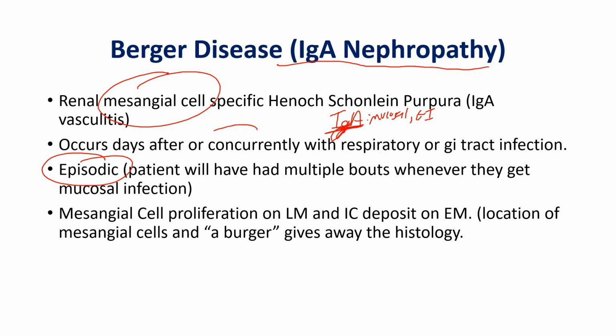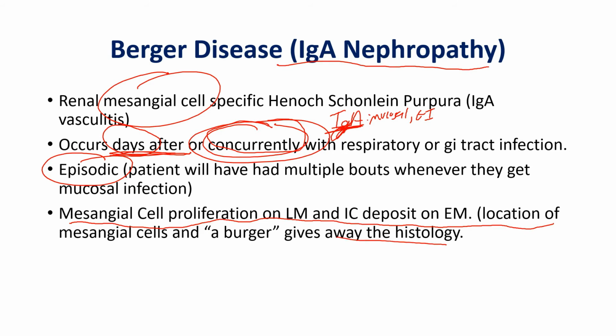Also important to note, it can happen days after, not weeks, like the acute post-strep nephritic syndrome. It can happen days after or concurrently, because a lot of times when you get sick or you get an infection, the infection can go longer than just a couple days. So a lot of times you will still have the respiratory or GI tract infection and concurrently have the kidney issues, the decreased GFR, inflammation, all that comes with this. Now, here's what's going to happen on light microscopy and on electron microscopy.